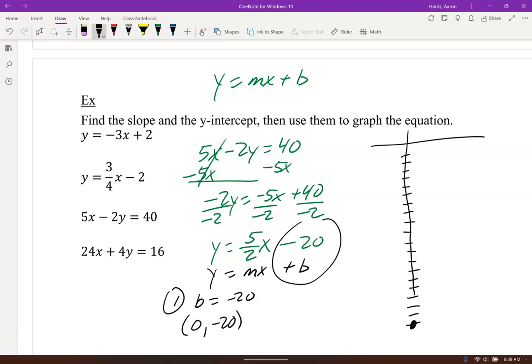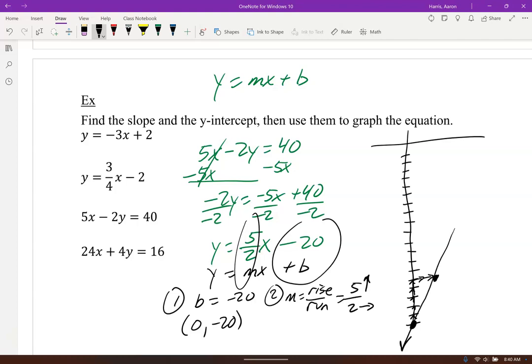Clear down here, 0, negative 20. And then the slope is 5/2. Slope is rise over run, positive 5 over positive 2. So positive 5, I'll go up 5, right 2. 1, 2, 3, 4, 5, and right 2, and I put a point on there.